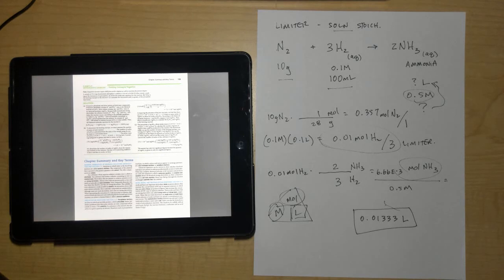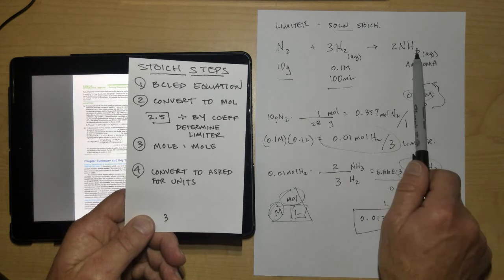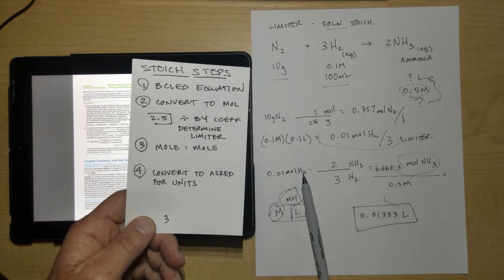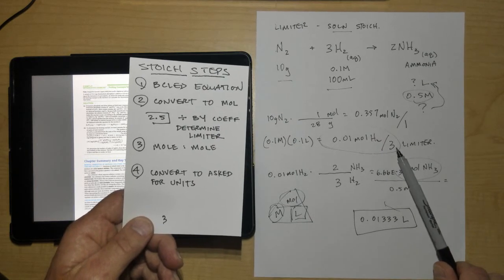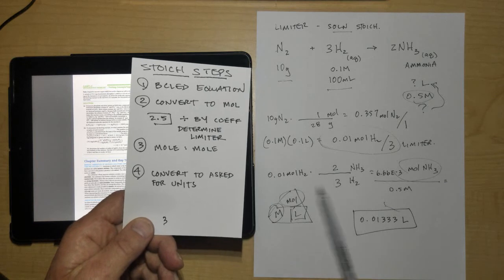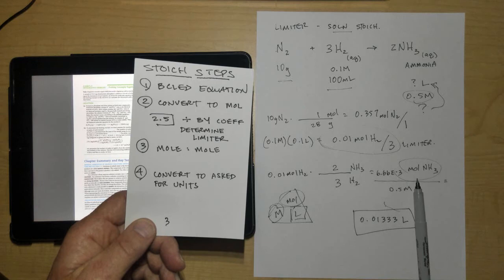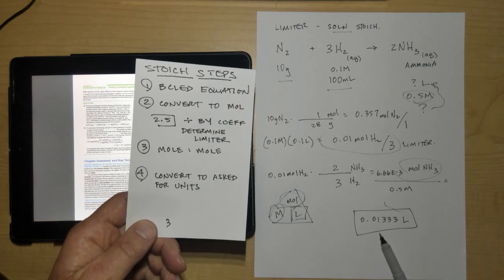Anyway, notice the steps. That's the important part of this, the steps that we did. Even though we made up a lot of things in this one, notice the first thing we did was balance the equation. Then we took our data and we converted each to moles. Then we divided by the coefficient right here to determine the limiter. And then we used the mole-to-mole ratio using our limiter to determine what would be produced. And then lastly, we converted to the asked-for units using the molarity triangle right here.